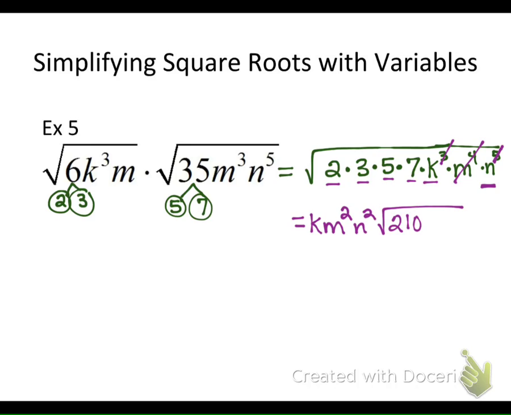Now I look at my variables. Any of the variables that had an odd exponent, you're going to have one of those variables stuck in the radicand. So what variables had odd exponents? The k, and then what else?